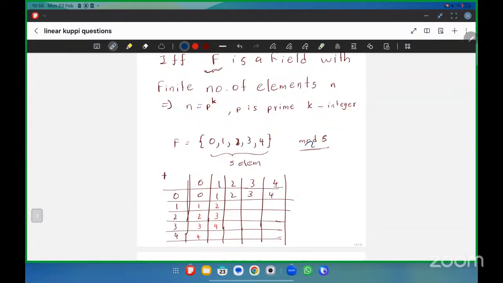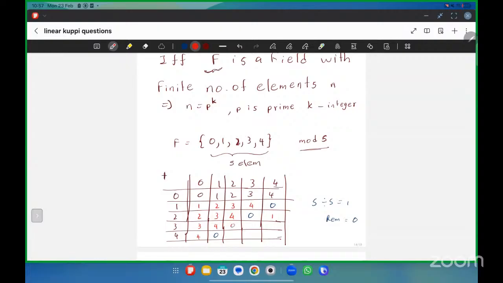So that's why we are including mod 5. Mod 5 means we are dividing that number by 5, and we are writing the remainder. The remainder here is 0. So it is 0. And here 2 plus 1 is 3. It is 4. And 4 plus 1 is 0. And same, 1 plus 4 is 0. And 4 plus 4 is 8, so the remainder is 3.